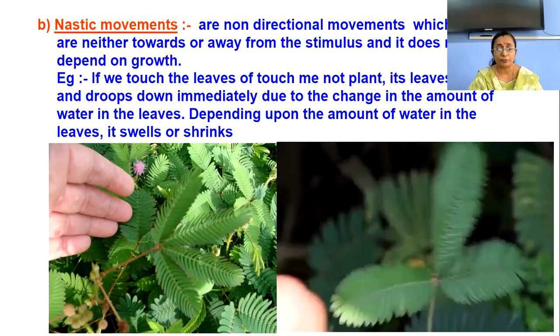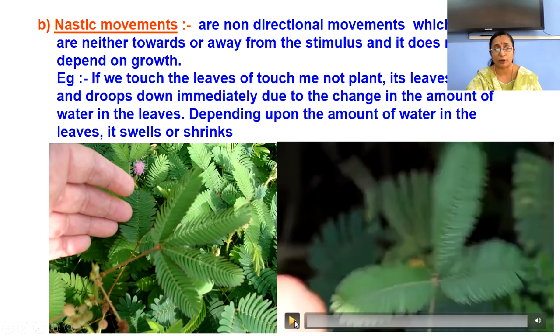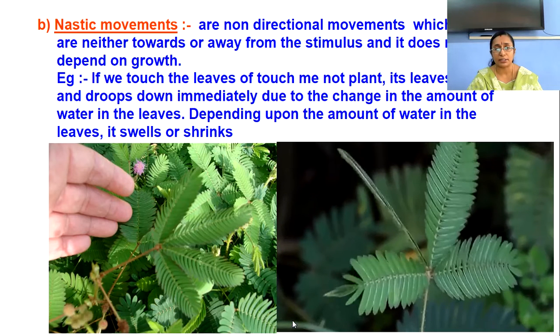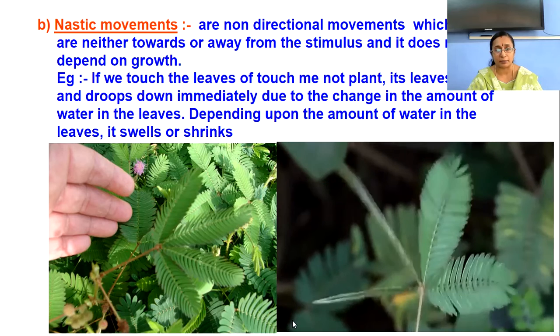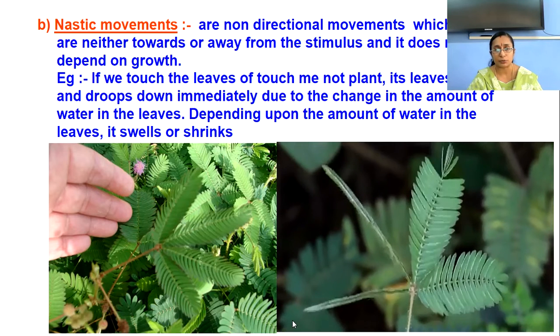In case of trophic movements, you saw that the growth was specific. It was directed either towards a stimulus or away from it. But in case of nastic movements, there is no specific direction. For example, when you touch the leaves of a touch me not plant, you see that all the leaves close. And if you leave it undisturbed for some time, then you can see that again the leaves will open up.